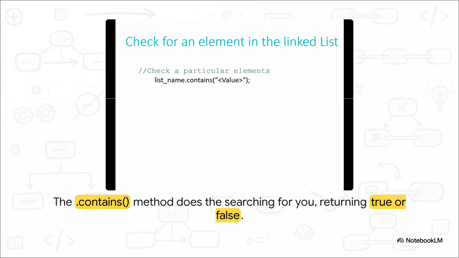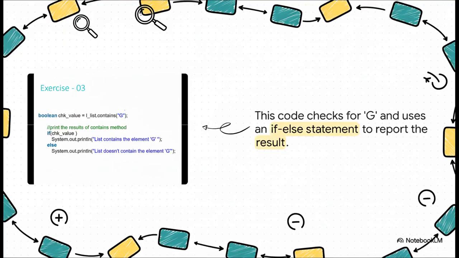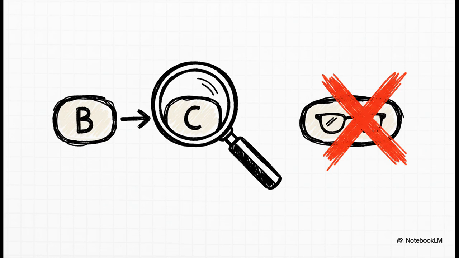It's so beautifully simple. You just ask it, hey, does this list contain this value? And it gives you back a straight answer. True if it's there, false if it's not. So in this example, the code is using .contains to ask our list if it has the letter G inside. That true or false answer gets saved, and then a little if-else statement gets ready to tell us the result. And no surprise here, our list only has B and C in it, so the search for G turns up empty. The .contains method returns false, and our code correctly tells us, nope, that element isn't here.